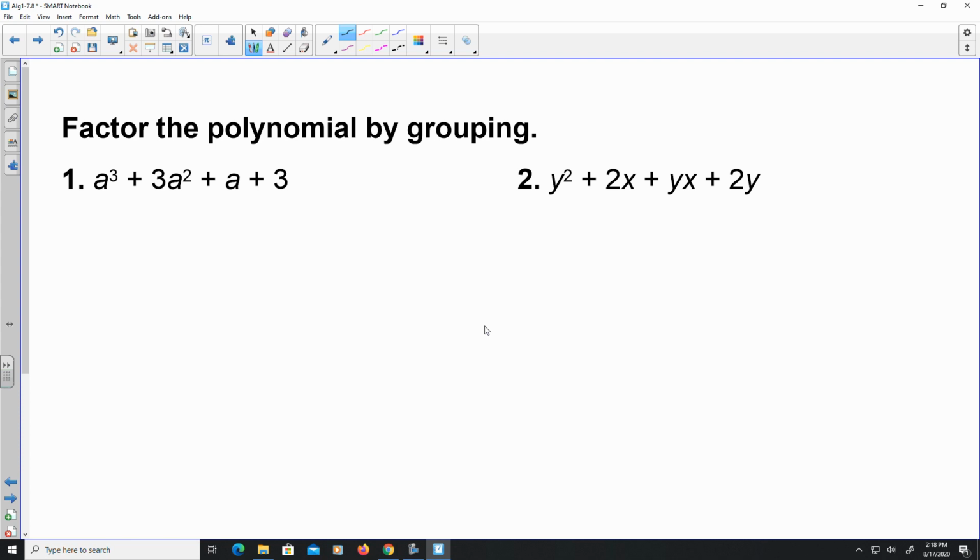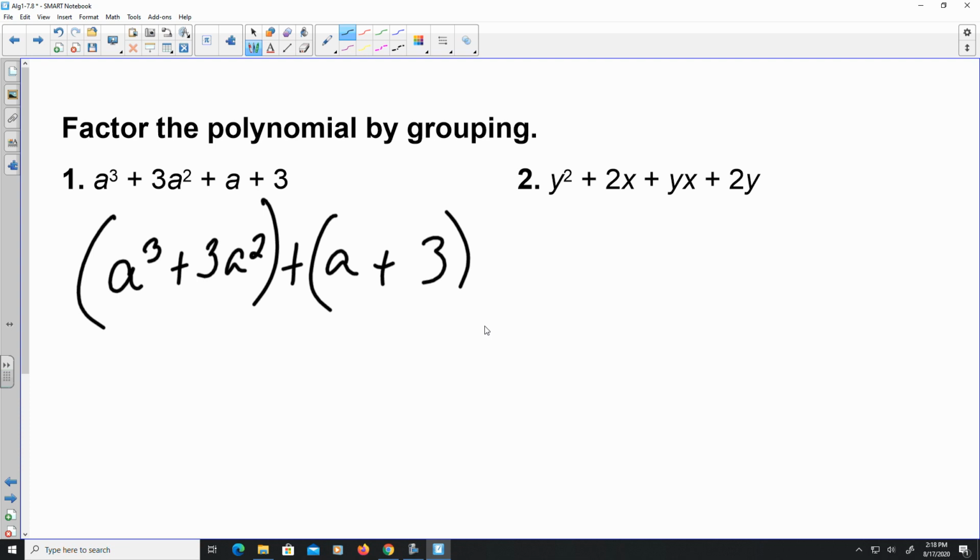All right, looking at it again. First off, is it in standard form? 3, 2, 1, constant. We're good there, so I'm just going to rewrite it. a cubed plus 3a squared plus a plus 3. Group them up.